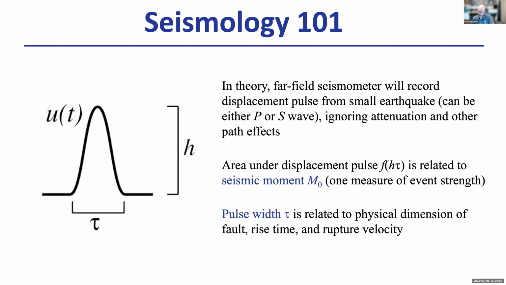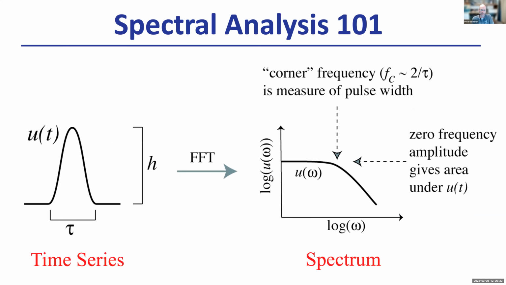So this far field displacement pulse that you should in theory record from these ruptures, you can relate to the moment. It's proportional to the area under the pulse. And then the pulse width that you see here, I'm just showing as tau, that's related to the physical size of the source. And as we'll see later, it's that size. If you know the size of the fault and you know the moment, then you can compute the stress drop.